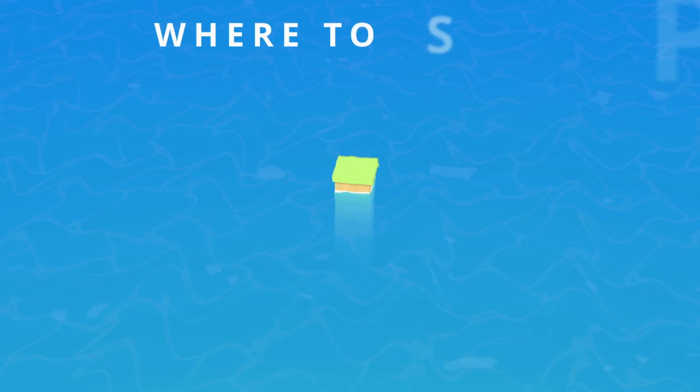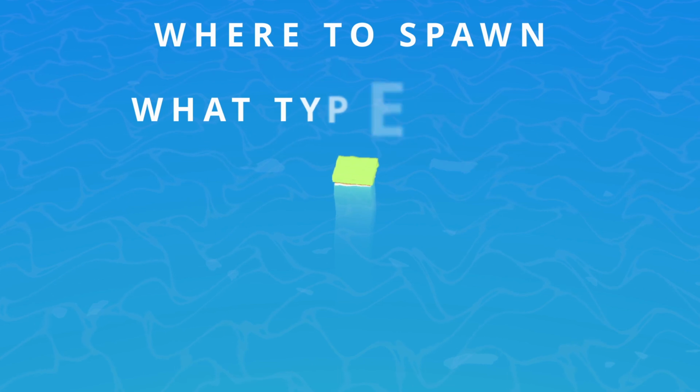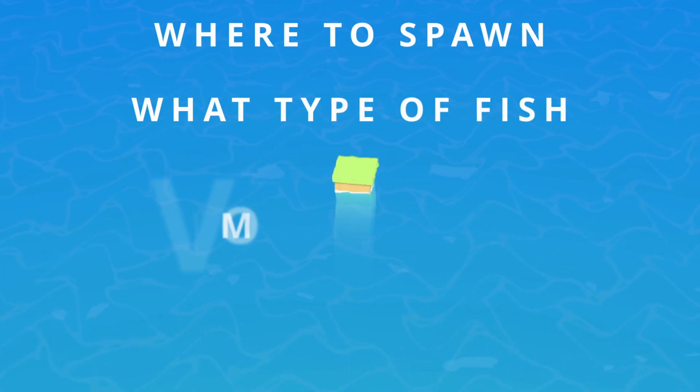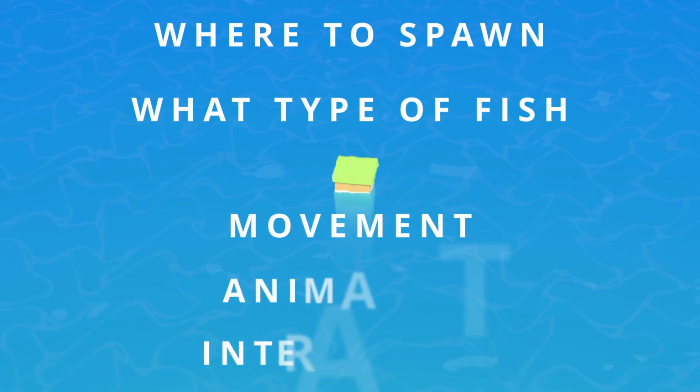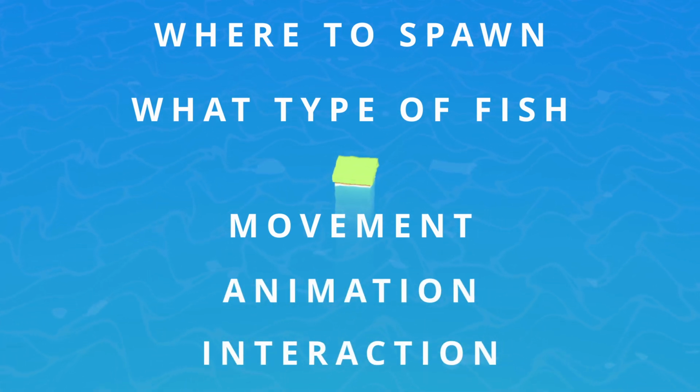Now for adding fish into the game, I had to figure out exactly what that functionality would look like. And this is what I came up with. We'll need to determine where the fish spawn. We need to decide what kind of fish spawn. We'll need to decide where they move, how fast they move, how they'll be animated, how they turn, and how they interact with each other and blocks of land. So let's tackle these one by one.